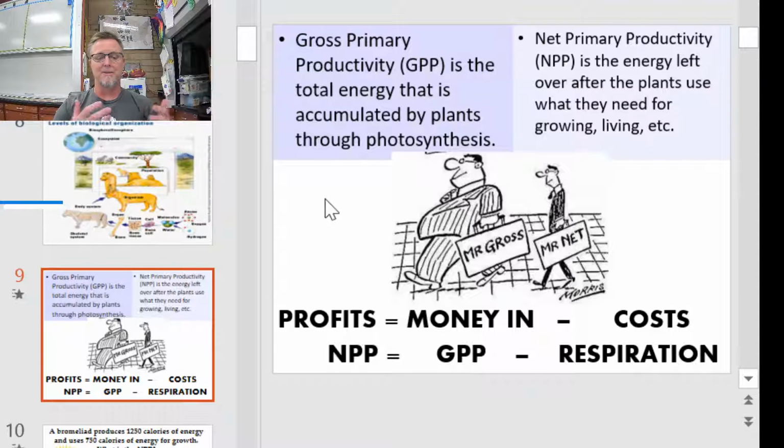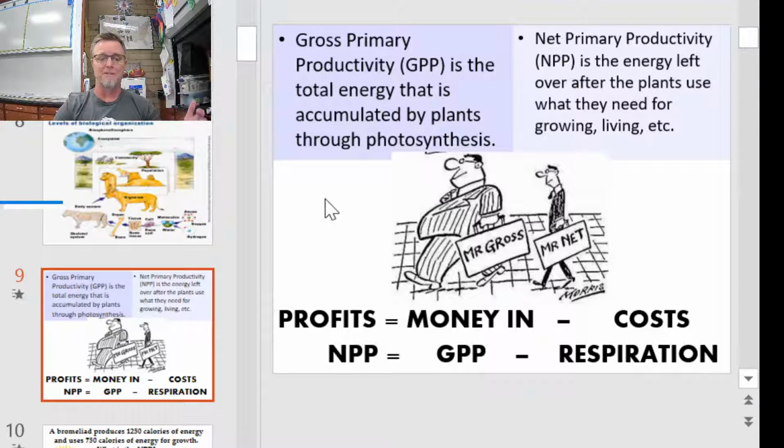Another way to think about it in terms of money is gross is your profits that you get from selling whatever you're going to sell, right? That's all the money that comes in. But by the way, you've got some operating expenses, okay? Those operating expenses, those costs, are going to take away from the gross of what you made by selling stuff.